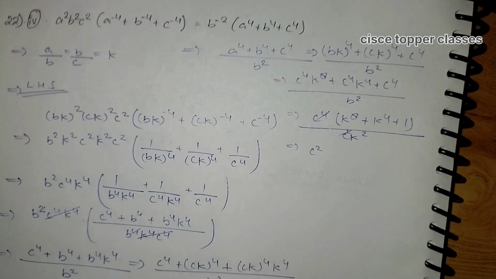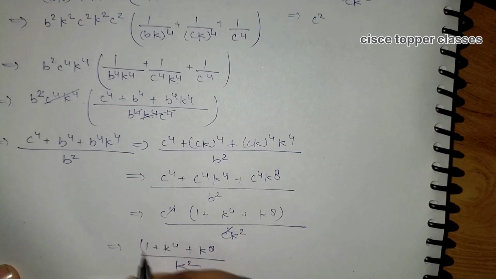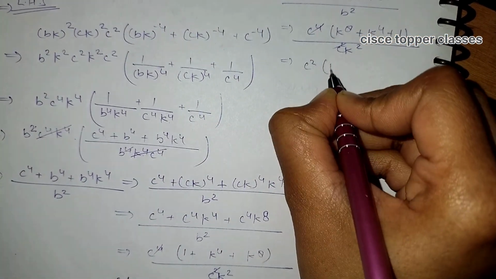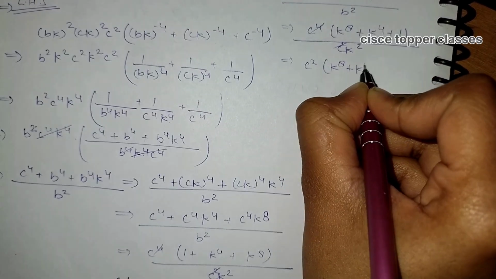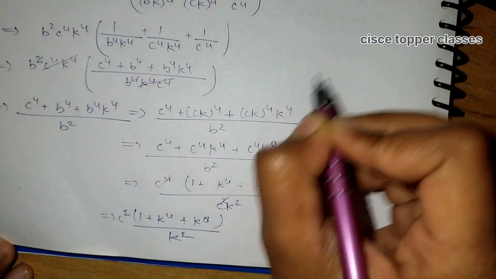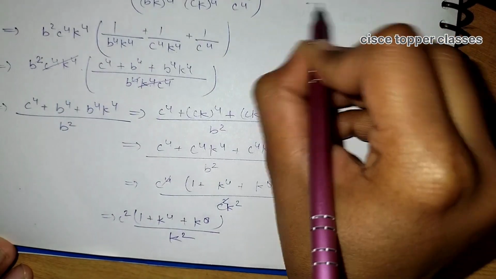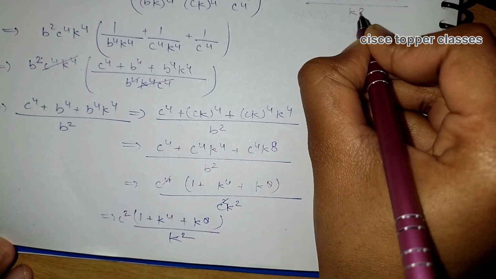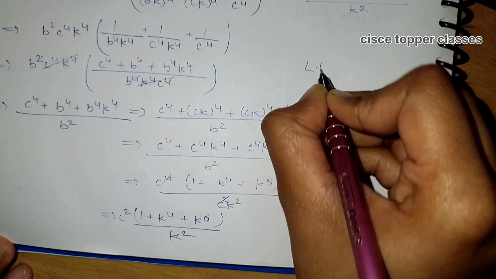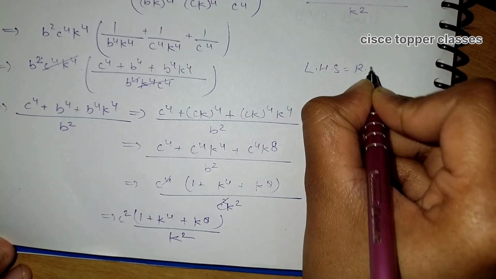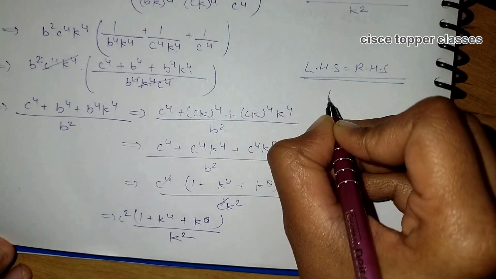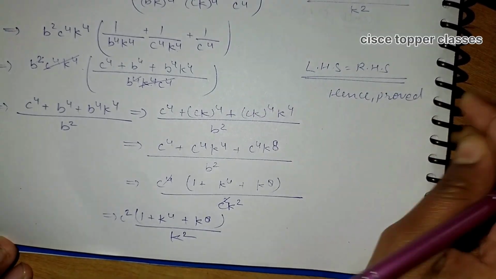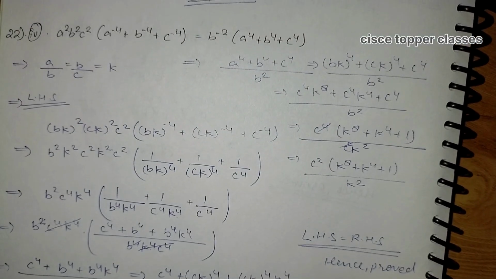Here it will become C square. It is left here also. So we will write C to the power 2. Here also it is becoming K to the power 8 plus K to the power 4 plus 1. Here this will be the C square, which is equal to the RHS part, right hand side. So if LHS is equal to RHS in this question, hence proved that A, B, C are in continued proportion. Hence proved. And this is the solution of question number 22, fourth part.